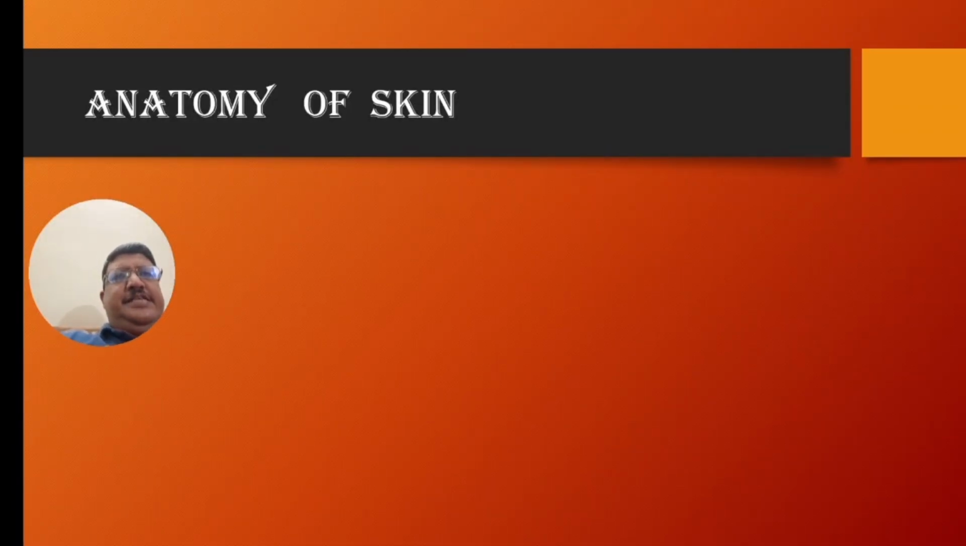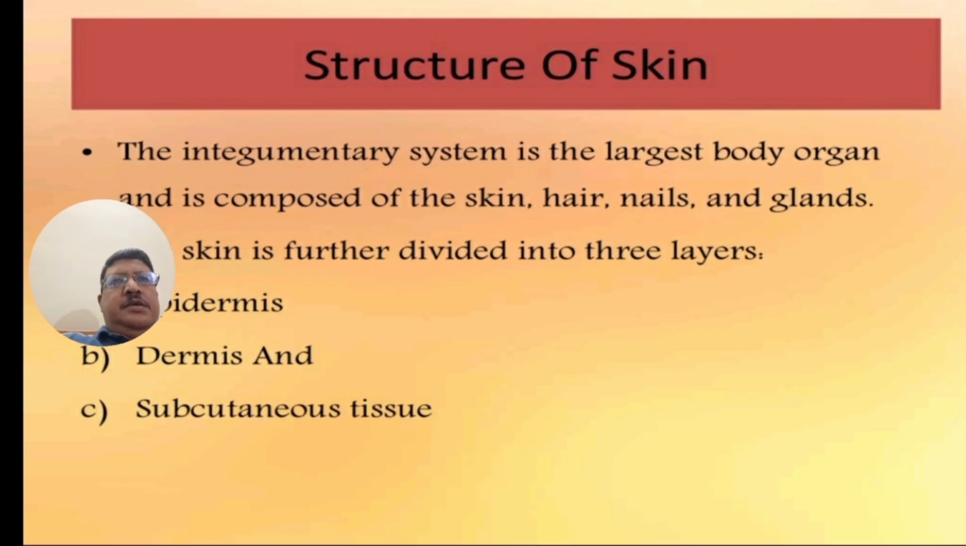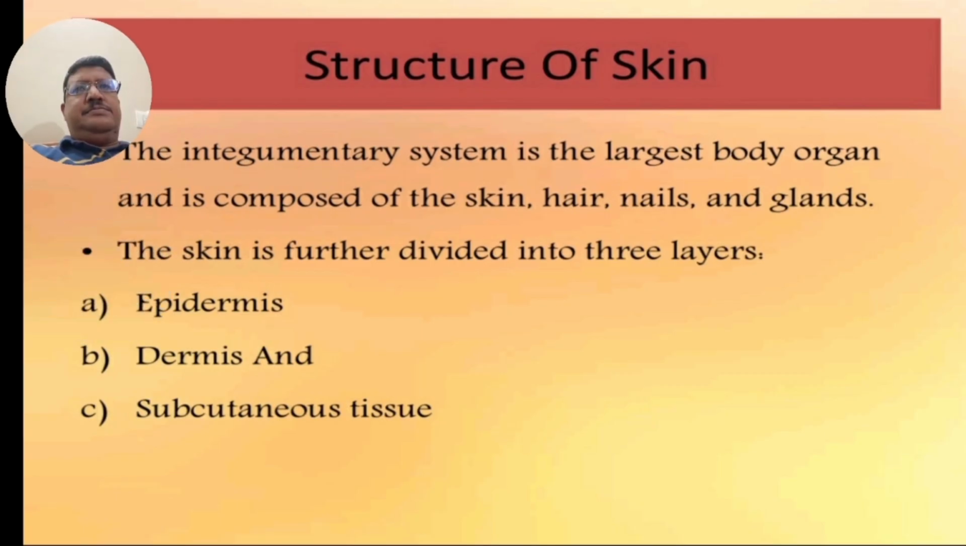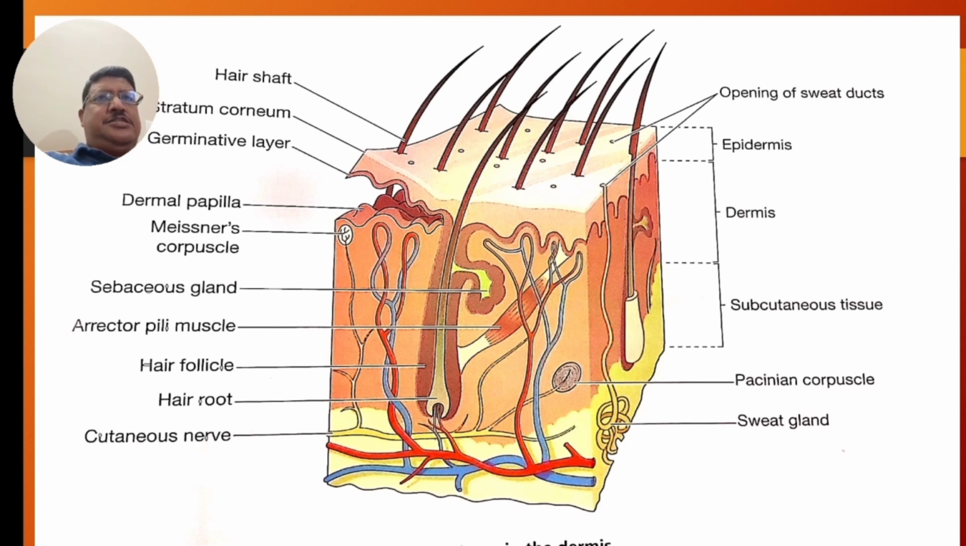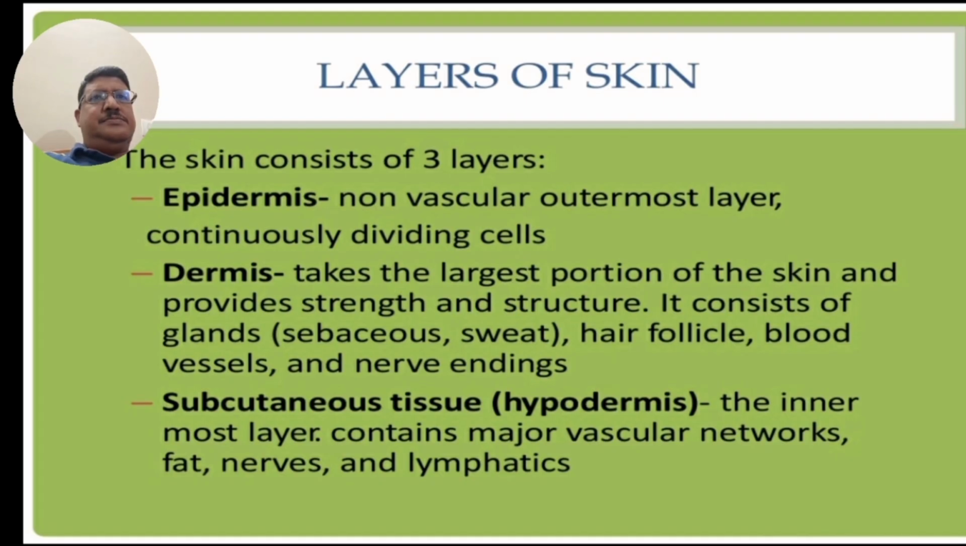Anatomy of skin. Structure of skin. The integumentary system is the largest body organ and is composed of skin, hair, nails and glands. The skin is further divided into three layers: epidermis, dermis and subcutaneous tissue. This is the structure of the skin: epidermis, dermis, subcutaneous.